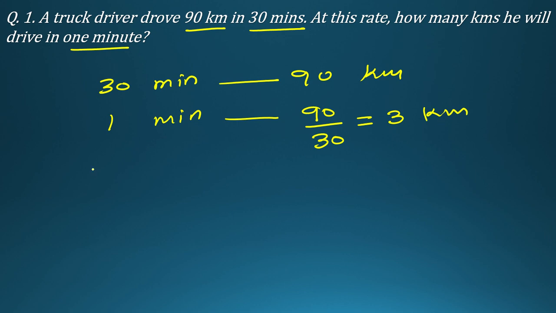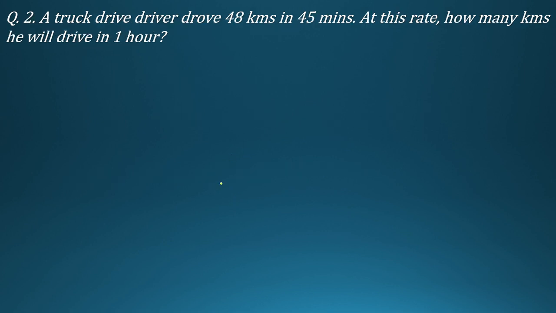My dear students, sometimes it can also be written that the unit rate is equal to 3 kilometers per minute, or you can say 3 kilometers for 1 minute. Okay, like this you can solve the question. Now the next question can be, a truck driver drove, same type of question but with different values, 48 kilometers in 45 minutes. Okay, we have to find the distance.